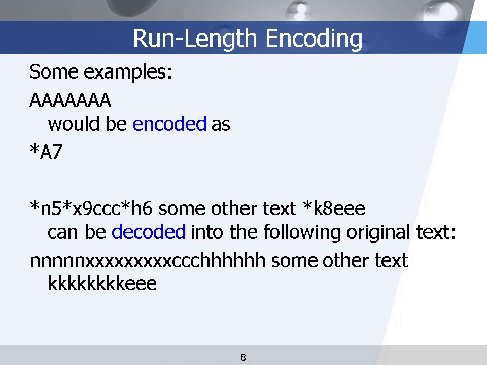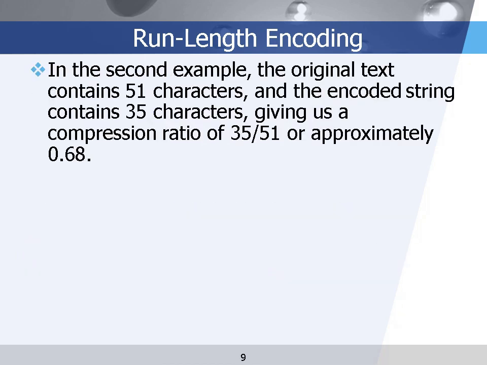The second technique is called run-length encoding. If we have 7 A's, we don't really need to represent all the A characters. So this could be encoded as asterisk A7, meaning that we have 7 A's here. For example, for this string, we can use the run-length encoding to compress it as this one. So this means we have 5 N's, and then 9 X's, and then 3 C's, and then 6 H's. In the second example, the original text contains 51 characters, and the encoded string only contains 35 characters, giving us the compression ratio of 0.68. But we never see any text showing this kind of pattern. So this run-length encoding technique is mostly used in images.